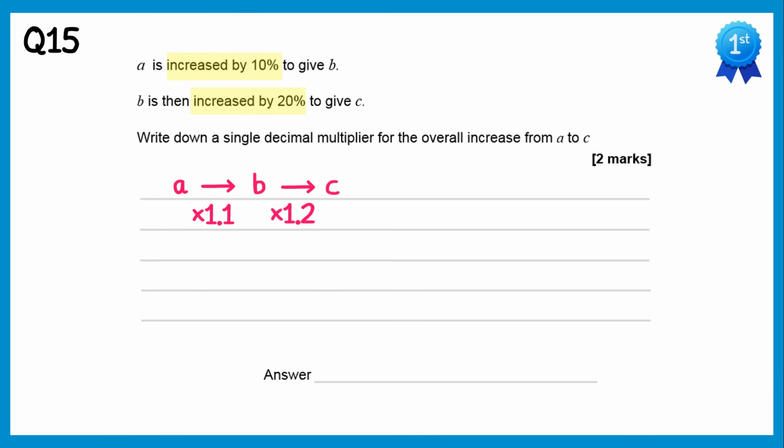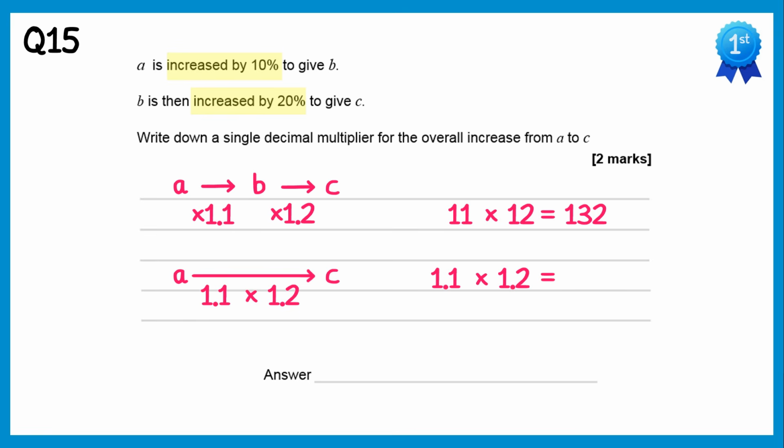We need to work out how to get from A to C in one go, which is times by 1.1 and then times by 1.2. So we just need to do 1.1 times 1.2. Now 11 times 12 is 132, so 1.1 times 1.2 is 1.32, which is the answer to our question.